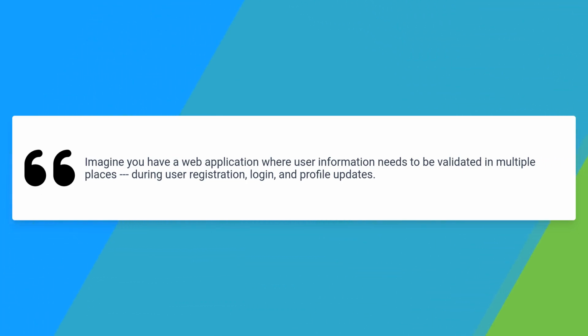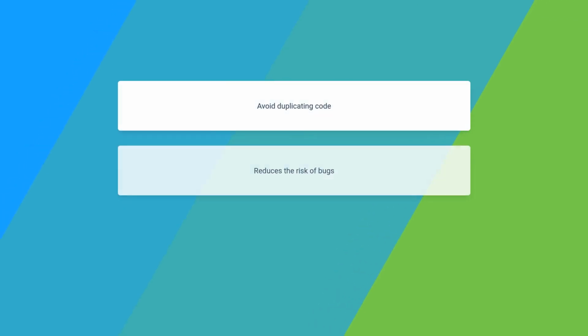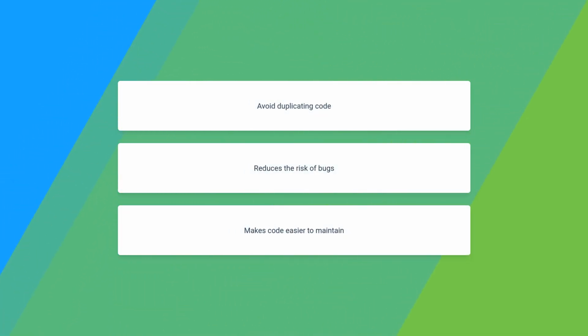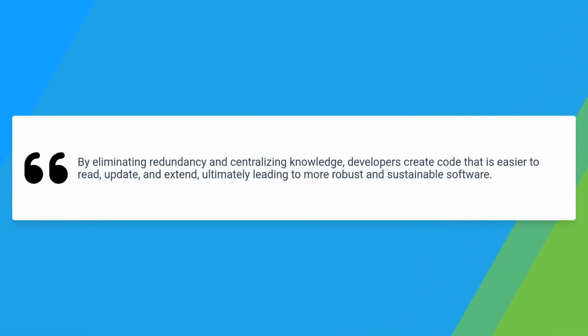Here are things you can do to achieve DRY in your project. Avoid duplicating code. Instead, create reusable functions or classes. Reduces the risk of bugs and makes code easier to maintain. In summary, DRY is a fundamental principle that promotes code efficiency, consistency, and maintainability. By eliminating redundancy and centralizing knowledge, developers create code that is easier to read, update, and extend, ultimately leading to more robust and sustainable software.